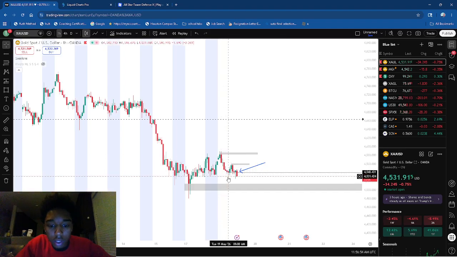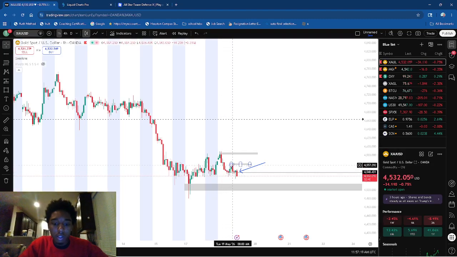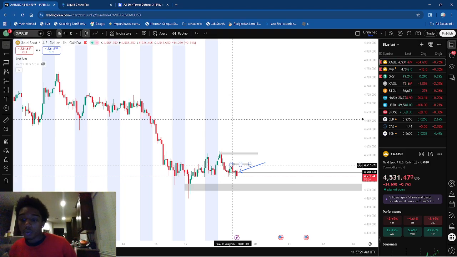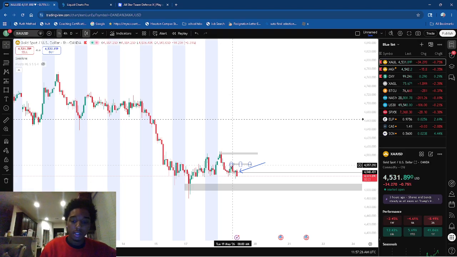And then you see this. We wick under here, which gives us our lower high. And then we go into our lower low. So price makes this higher high, comes down, breaks this low, makes a lower low, then makes a lower high. And that already is telling us, hey, we're about to go bearish.